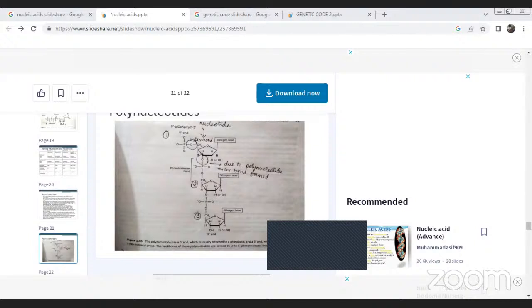Short fragments of DNA between 100 to 1000 nucleotides in length are also called Okazaki fragments. What is the meaning of Okazaki?